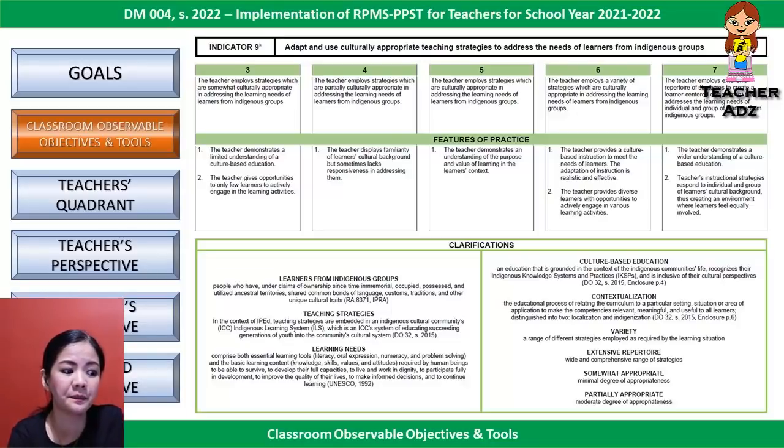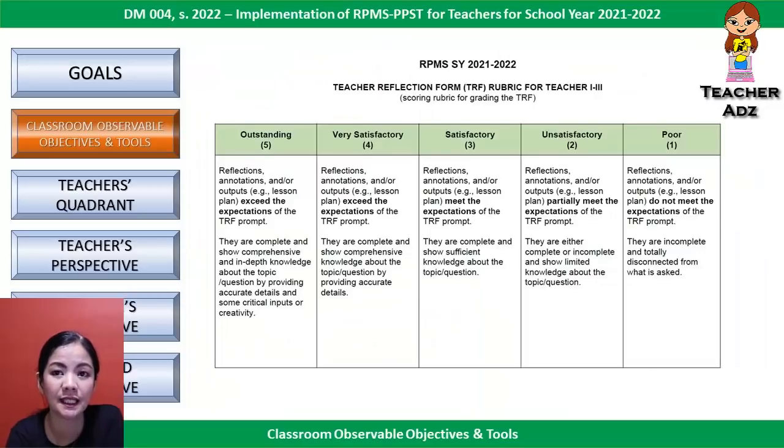Now, how are we going to be rated? Okay? Dito sa ating TRF. Tayo po ay i-rate gamit pa rin ang rubric. Ito po yung rubric na gagamitin sa atin para sa ating TRF. So, nakalagay dyan, scoring rubric for grading the TRF. So, nakalagay po dyan, outstanding, very satisfactory, satisfactory, unsatisfactory, poor. So, yung pong nakalagay na yan ay basahin nyo na lang kung paano i-rate at kung paano natin dapat gawin yung ating mga prompts. Okay? Nandyan lang po yun sa memo.